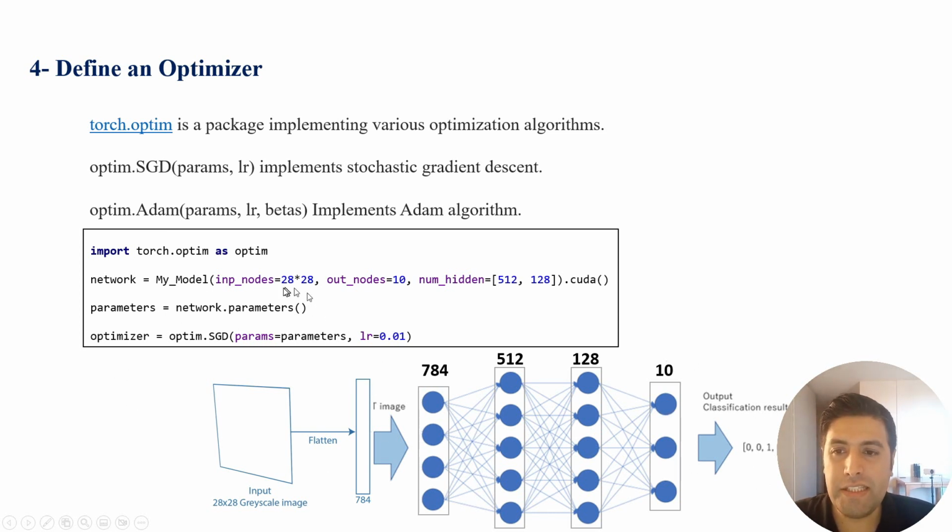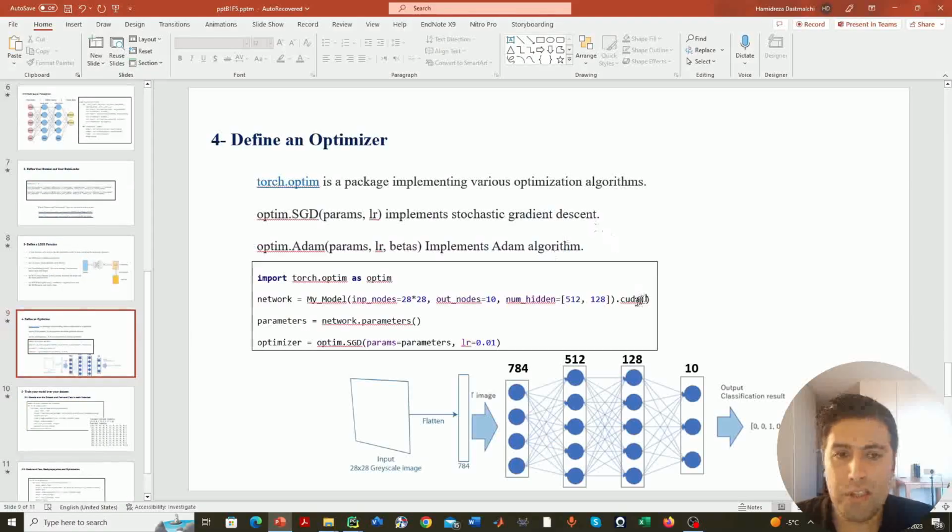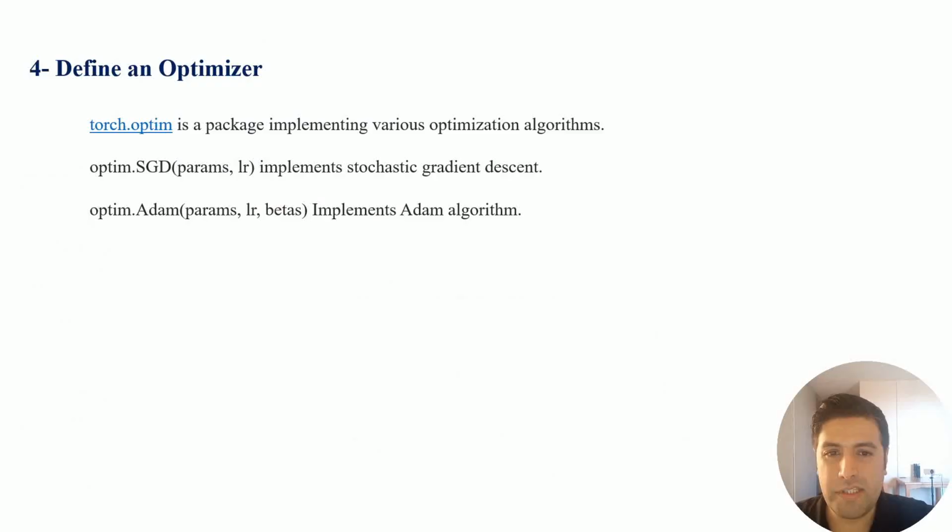So here, as you can see, the number of inputs is 28 by 28, the number of output nodes is 10, and for the hidden nodes, for example, here I used 512 and 128 nodes for 2 hidden layers. So I used 2 hidden layers: the first hidden layer will have 512 nodes, and the second hidden layer will have 128 nodes. Then I can use .cuda in order to transfer it to the GPU. This is something that I will teach in the next session, so I will omit this.